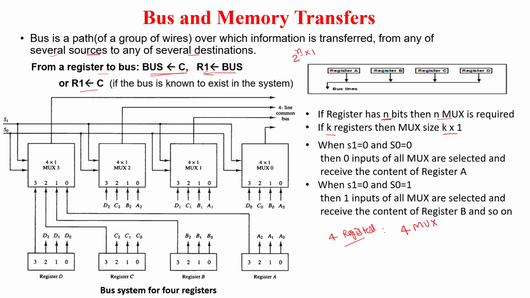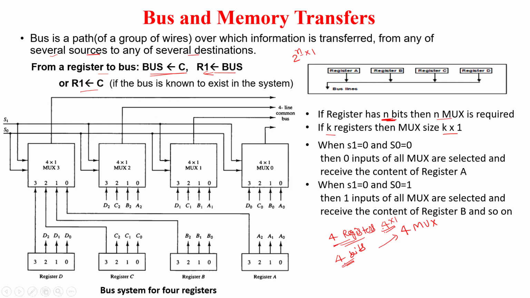If you have n bits... so here we have 4 registers, and each register has 4 bits. The number of bits is going to decide the number of multiplexers. We have 4 bits in each register, so we are going to use 4 multiplexers, and since we have 4 registers, the size of the multiplexer is 4 cross 1.